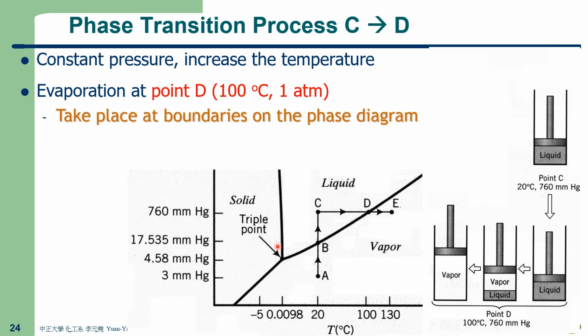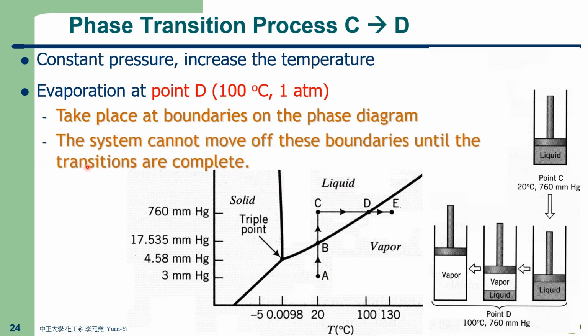Okay, this takes place at the boundaries on the phase diagram. This is the boundary, right, between liquid and vapor, two phases. So this system cannot move off these boundaries until the transition is completed. So the transition from what? From liquid to vapor. If it is not complete, it will still stay at point D until the transition is completed.